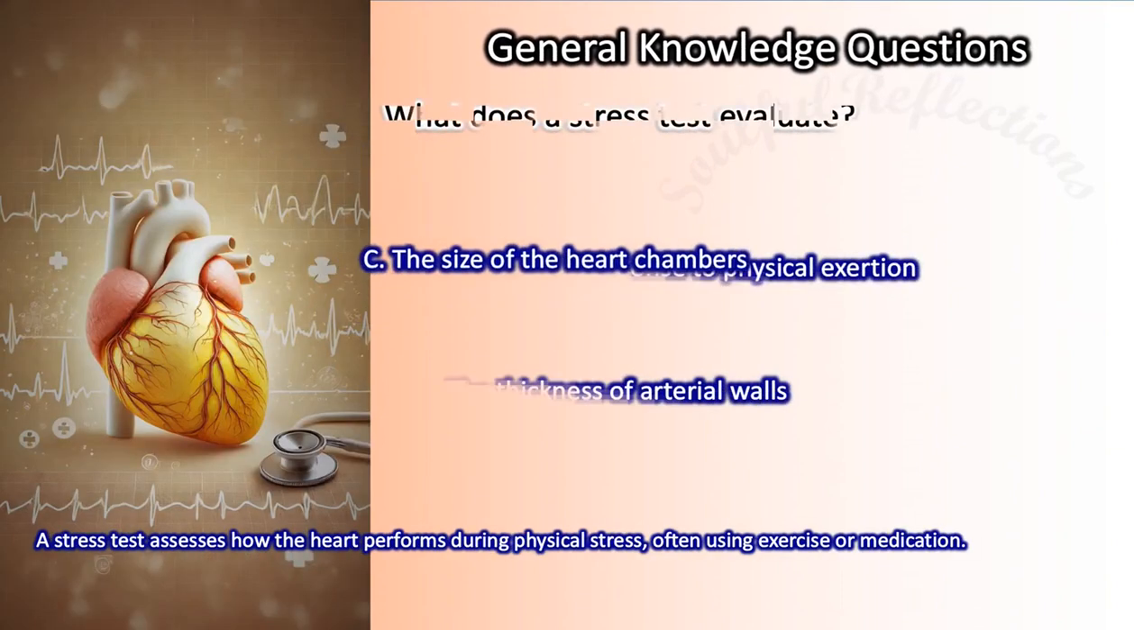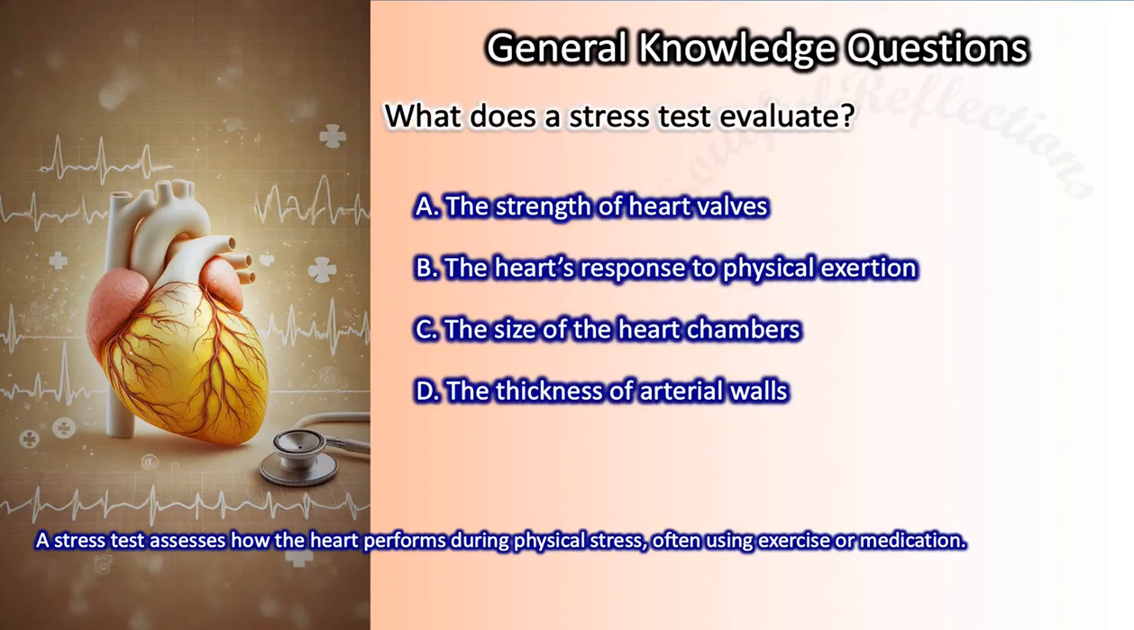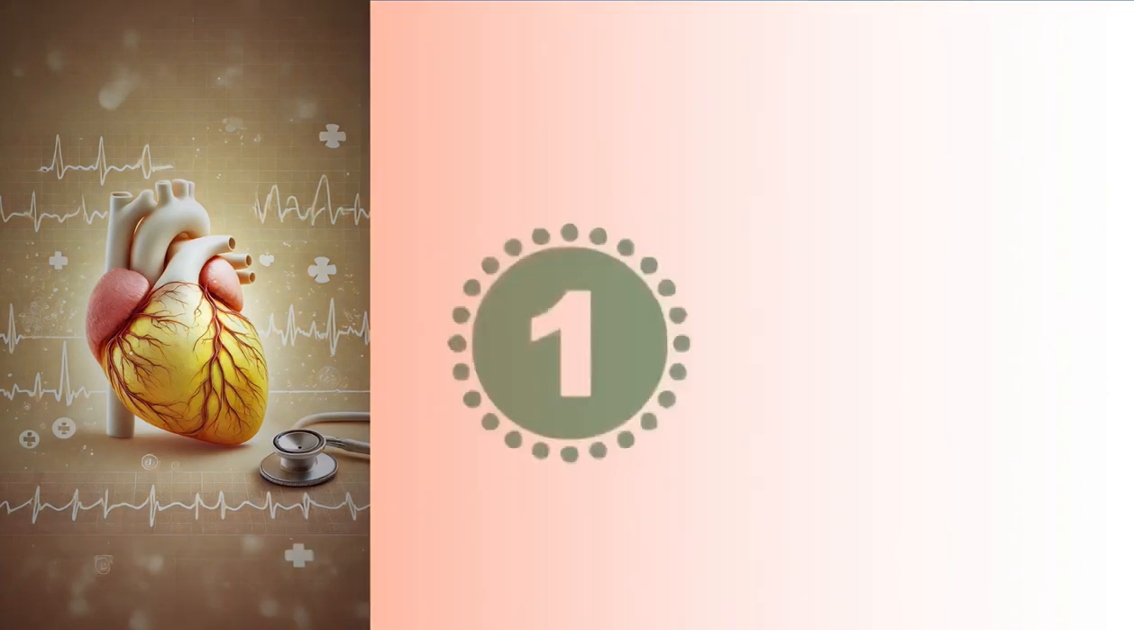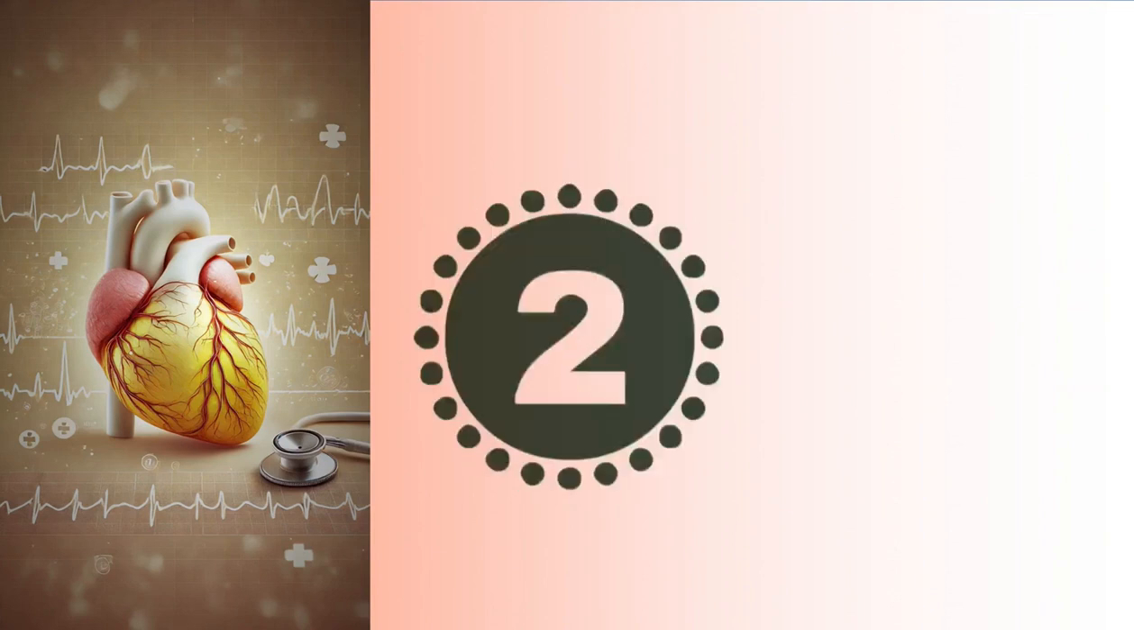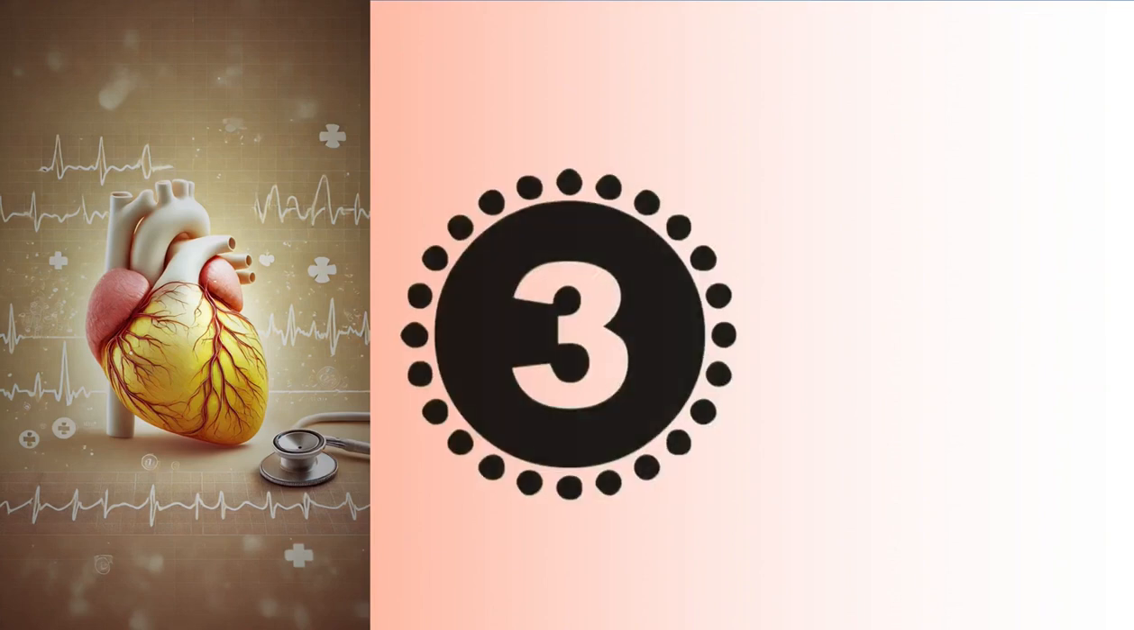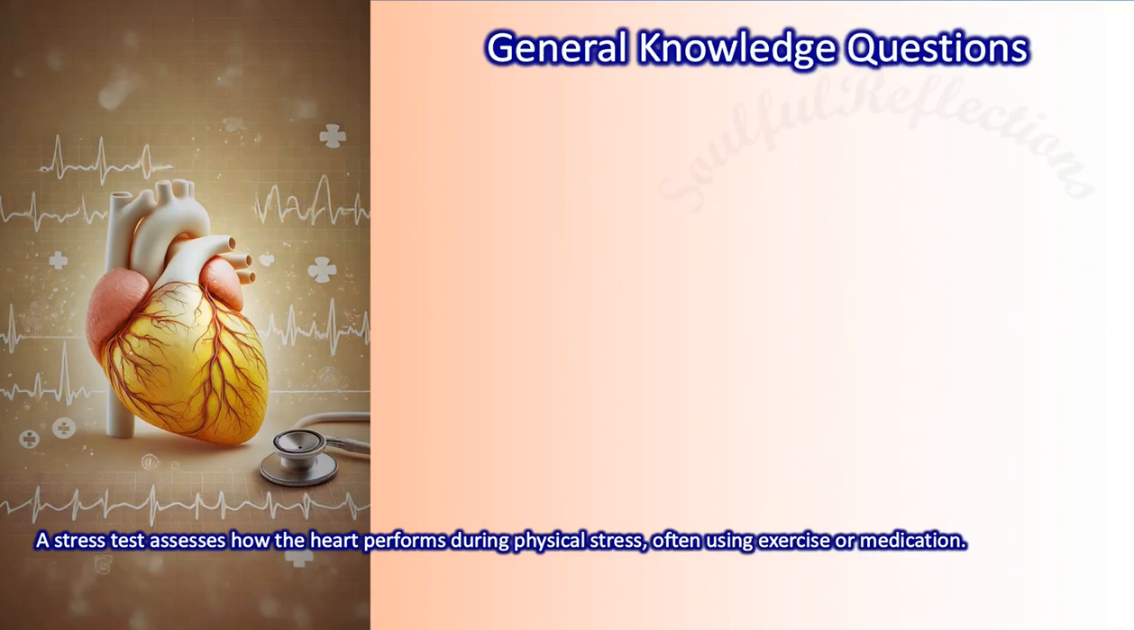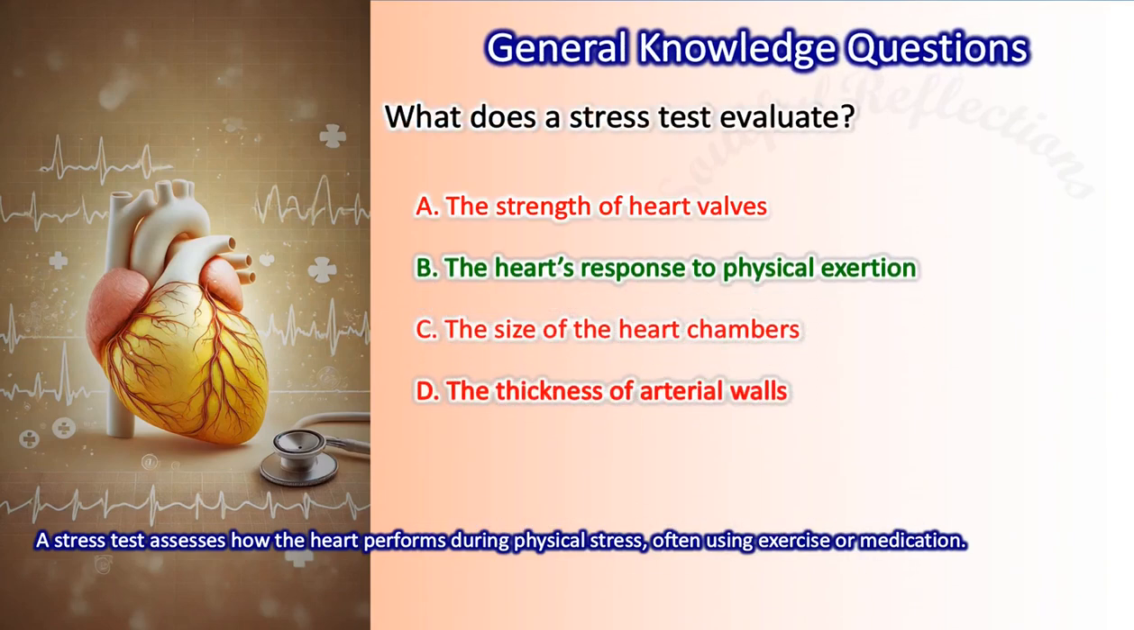What does a stress test evaluate? Option 1, the strength of heart valves. Option 2, the heart's response to physical exertion. Option 3, the size of the heart chambers. Option 4, the thickness of arterial walls. The answer is, option 2, the heart's response to physical exertion.